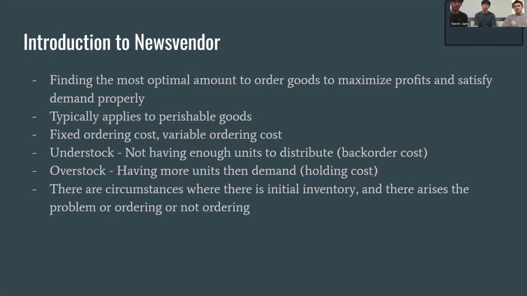So, introduction to the news vendor problem. It's used to find the optimal amount to order goods and maximize profits, which can satisfy the demand in an appropriate manner. Usually applies to perishable goods. In this case, the flu vaccine is a good example of that.